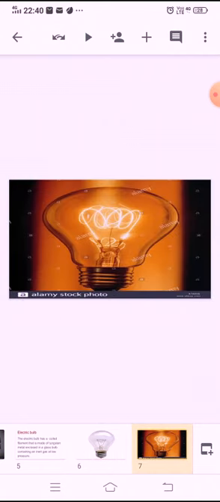The filament offers high resistance to the flow of current and therefore becomes very hot when current is passed through it. When current flows in the filament, it becomes white hot and gives out light. Tungsten has a very high melting point and does not melt even when white hot.